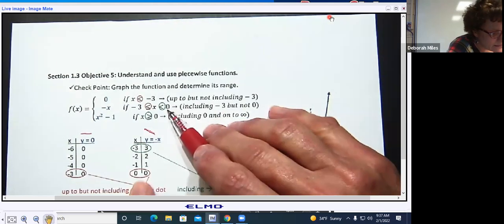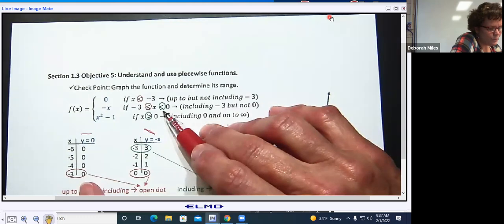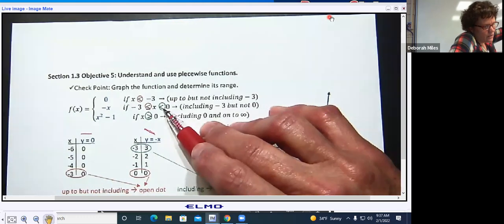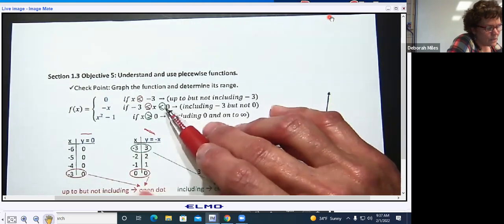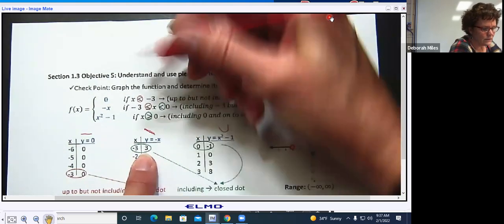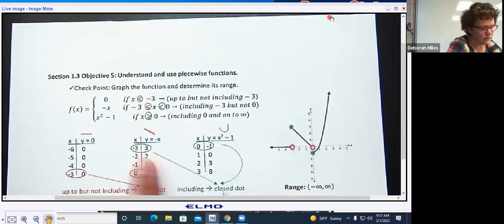Oh, yes. I got those colors wrong. That's supposed to be red. I was trying to make all my open dots, my less than or greater than without the equal to, match in color, and I didn't. But that does not include 0. So that's going to be an open dot. That does include -3. So that's going to be a closed dot.